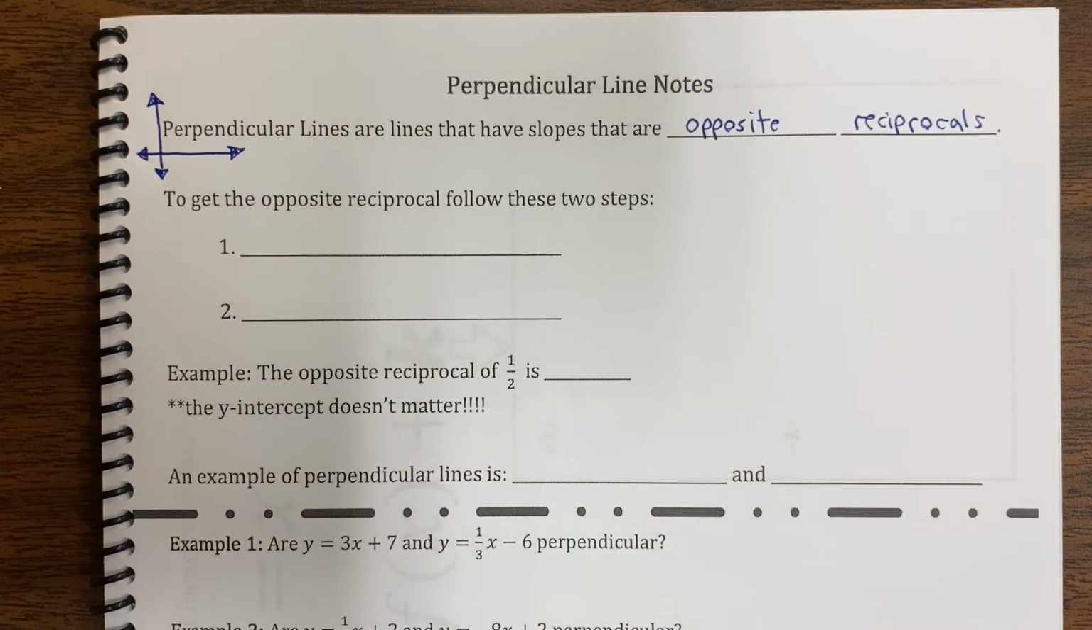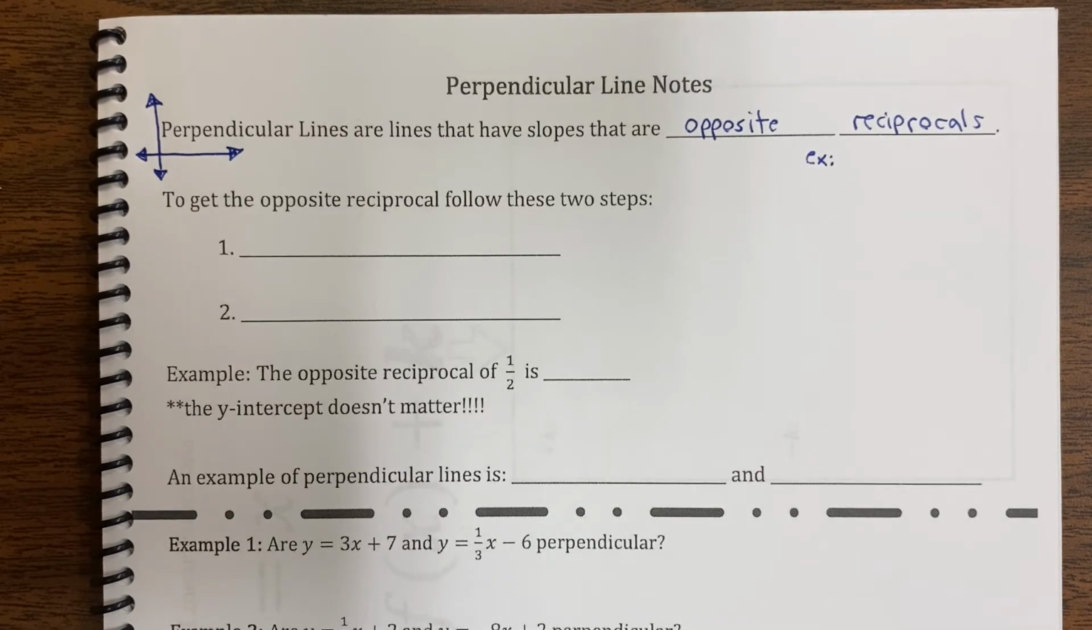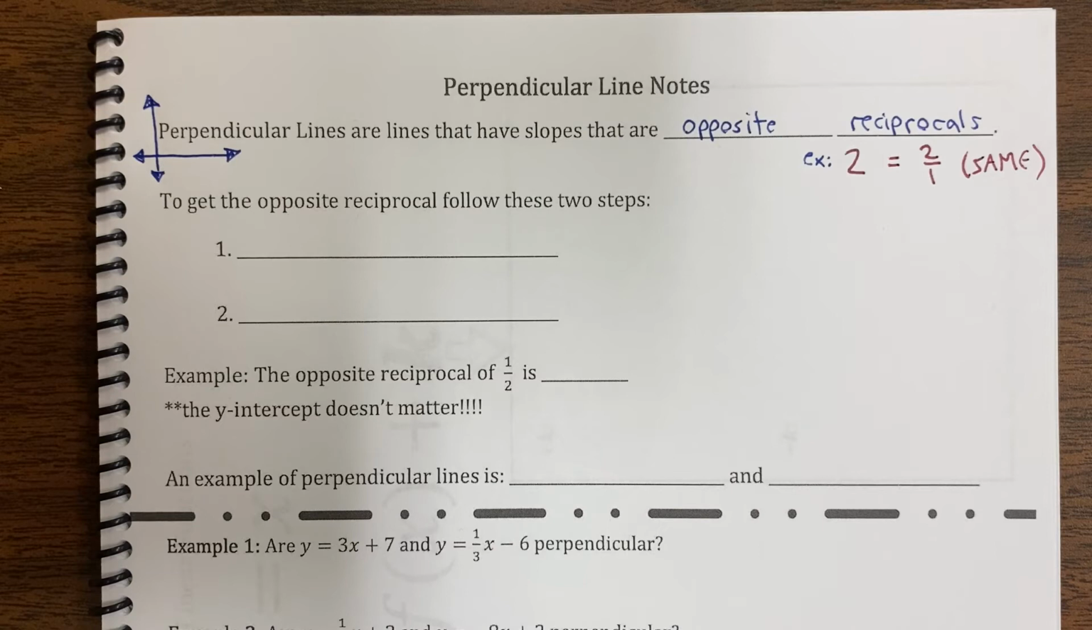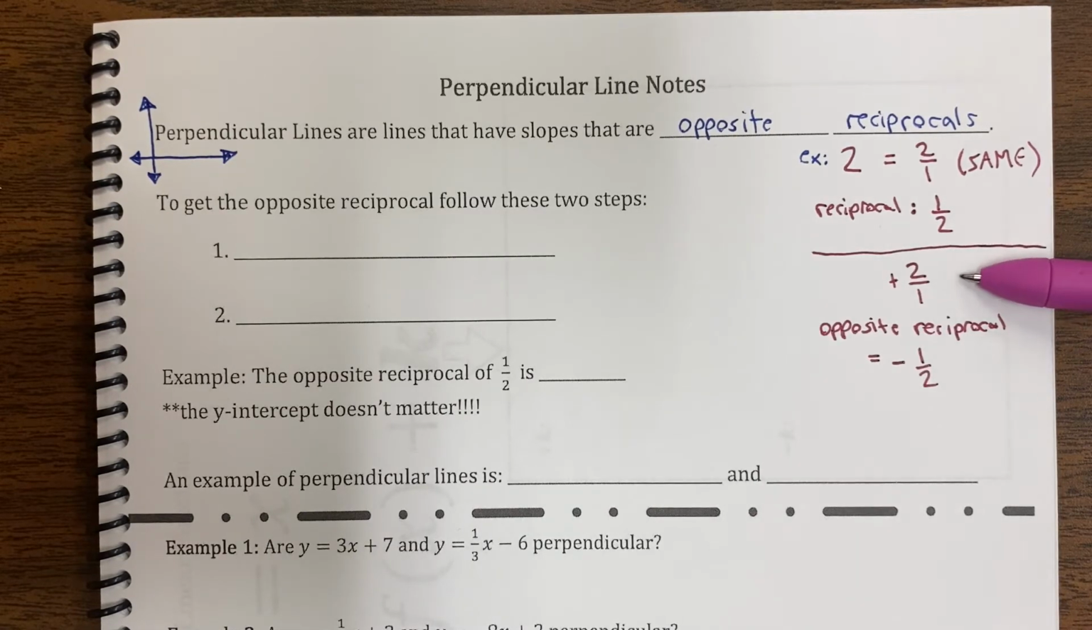Remember, a reciprocal is an inverted fraction. For example, if I have 2 as a slope, remember 2 can be rewritten as 2 over 1. To get the reciprocal of that, I'm going to flip the numerator and the denominator. So in this case, the reciprocal of 2 is 1/2. The opposite reciprocal is when you change the sign. So since I originally had positive 2 over 1, the opposite reciprocal would be -1/2.